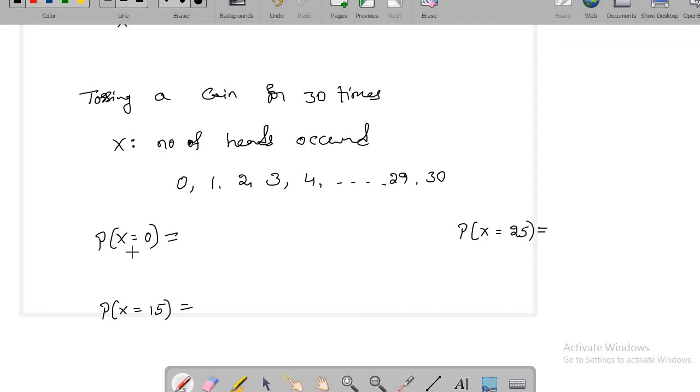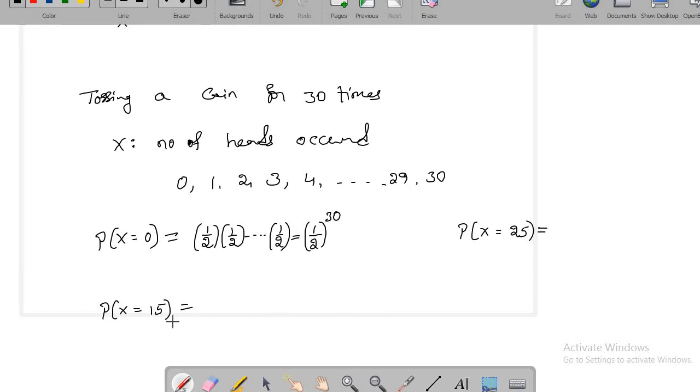See, for x equal to 0, it is easy to calculate. Why? Because every time we need a tail, isn't it? So the first time the chance of getting a tail is 1 by 2, and the second time the chance of getting a tail is 1 by 2, and so on. For the last time the chance of getting a tail is 1 by 2. So it is totally 1 by 2 whole to the power of 30. This is how we can simply write it.